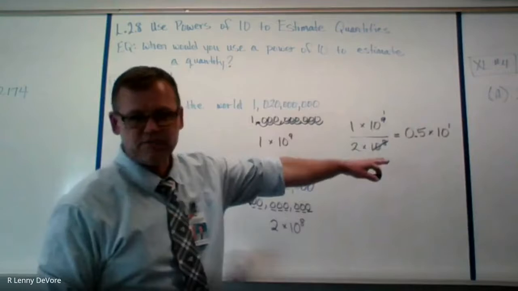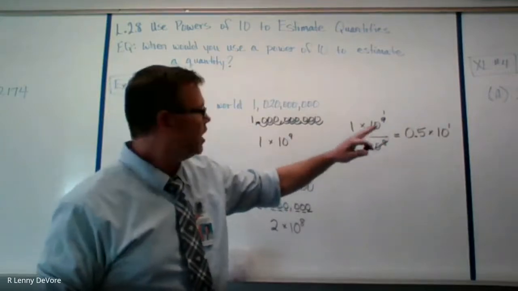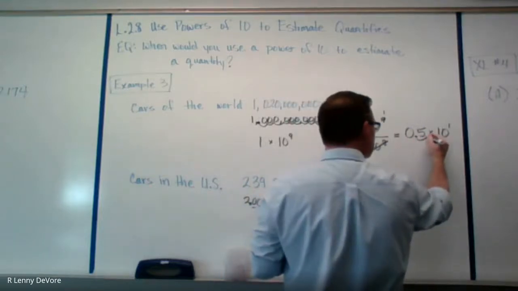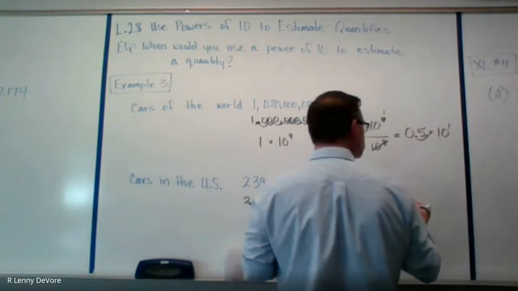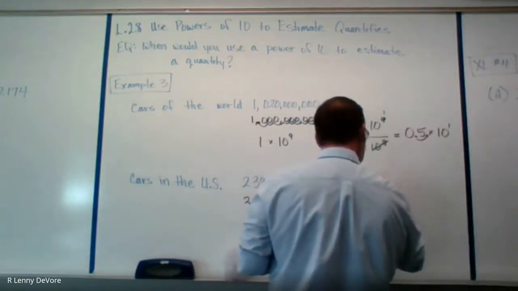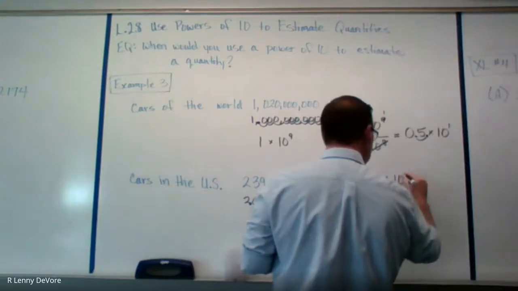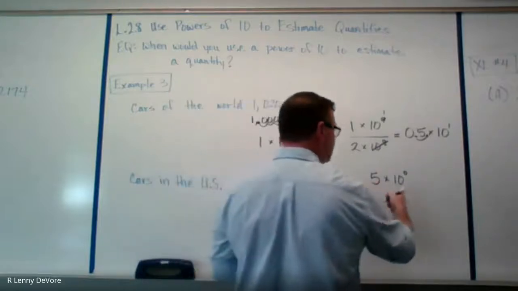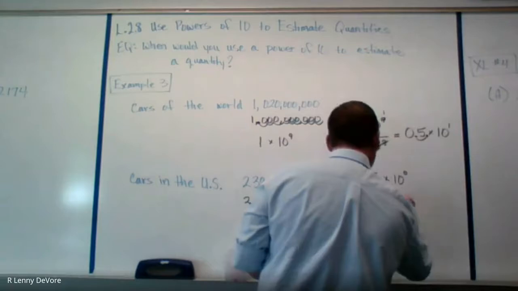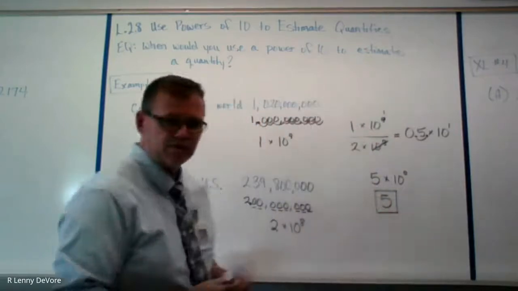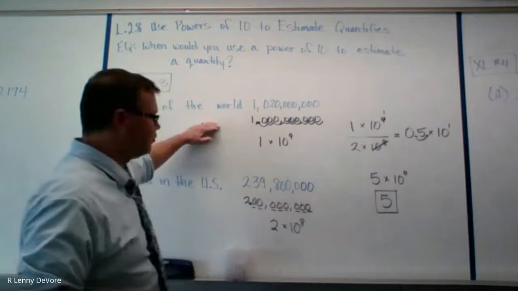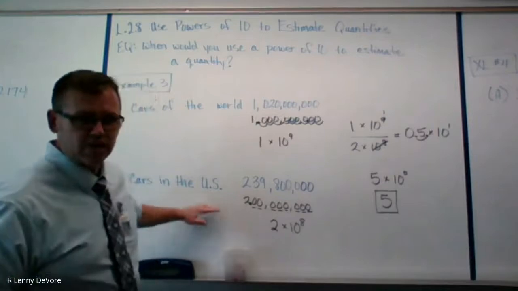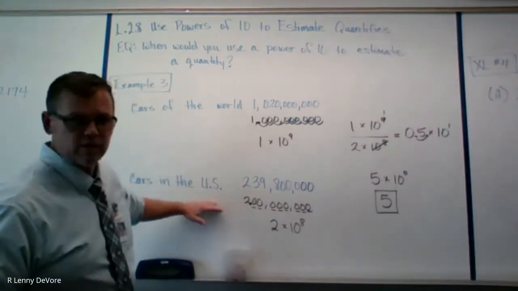Now, this is not proper scientific notation. You can't have a zero in front of the decimal. So I actually have to move it like this, okay? And so this becomes 5 multiplied by 10 to the 0 power. Now, anything to the 0 power is 1. So this becomes 5 times 1, which is just 5. What that 5 tells us is that within the world of vehicles, there are 5 times more than the vehicles in the US. Okay, the world has 5 times more vehicles than the US does.